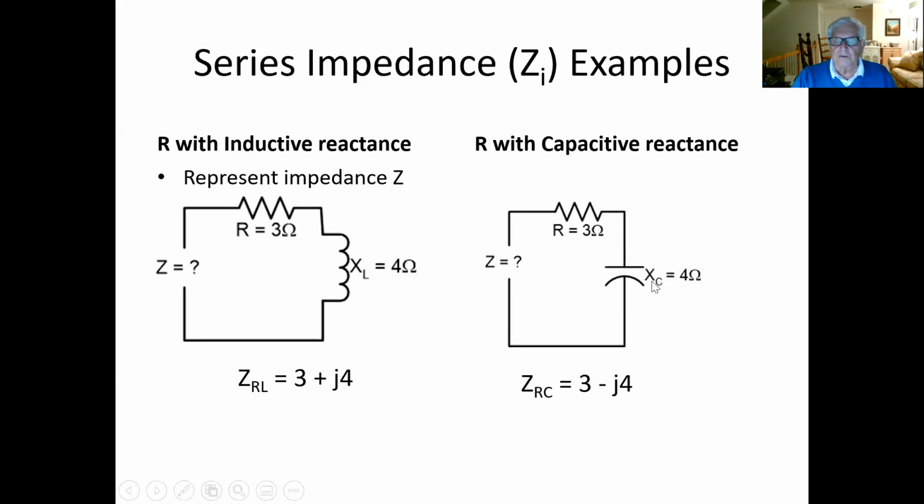If it's capacitive, then the impedance is 3 minus j4, okay? Minus j4, because it's capacitive.